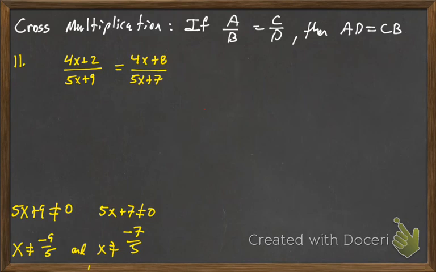Okay, so that's going to be my two restrictions. If I get one of those answers at the very end, then I would throw out that answer. We'll get into that a little bit later on. Okay, so those are my restrictions.